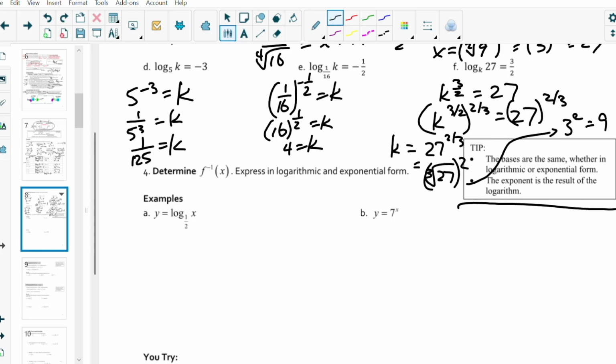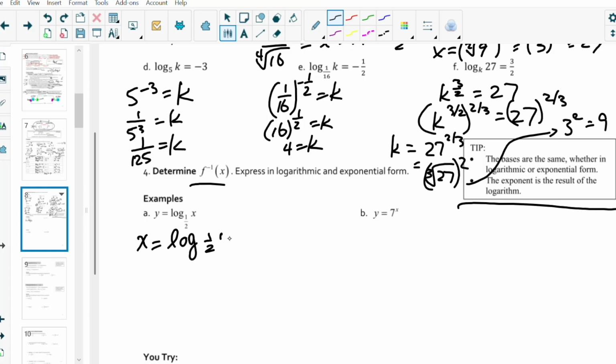Okay, here's a quick tip for you. We're going to keep going. The bases are the same, whether in logarithmic or exponential form. The exponent is the result of the logarithm. Remember those two key things, okay? Determine f of the inverse of f of x, expressed in logarithmic and exponential form.